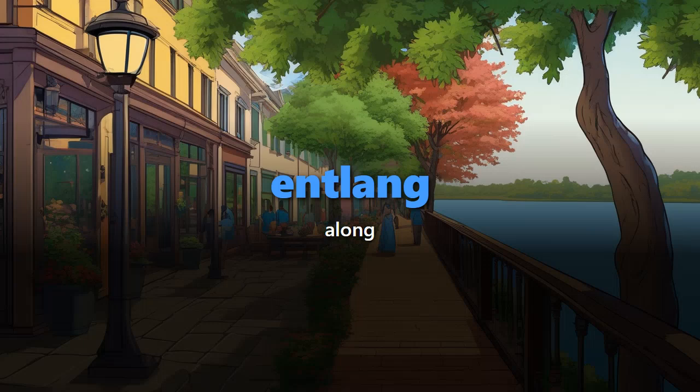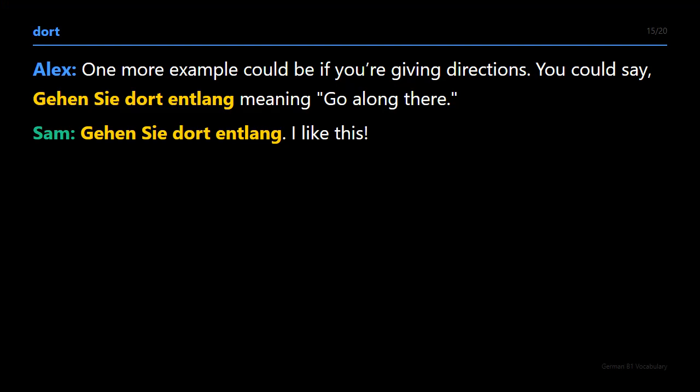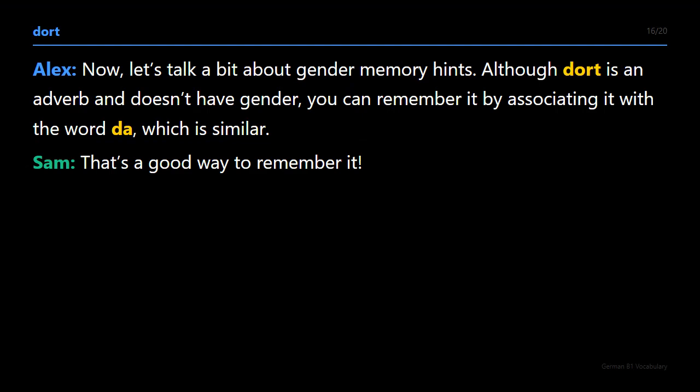One more example could be if you're giving directions. You could say, Gehen Sie dort entlang, meaning go along there. Gehen Sie dort entlang. I like this. Now, let's talk a bit about gender memory hints.